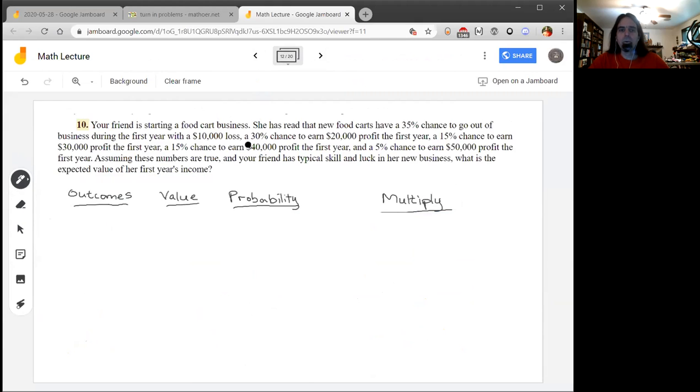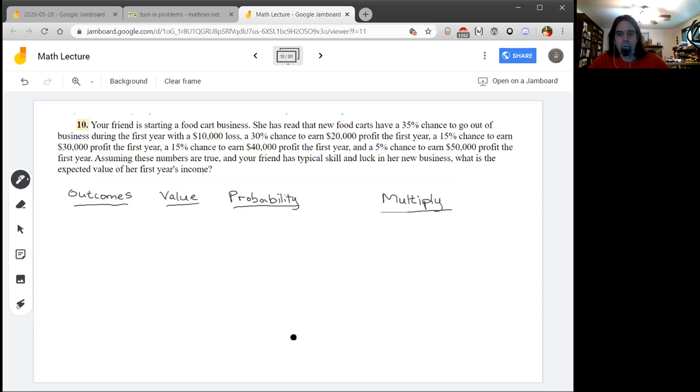But I'll start it for you. So someone is starting a food cart business. These numbers are all hypothetical. I'm not sure what the actual numbers would be for a given location. I'm sure it's different in Eugene and Springfield and New York City. But let's imagine that these numbers are right. It might tell us what it's like to try and start a food cart business.